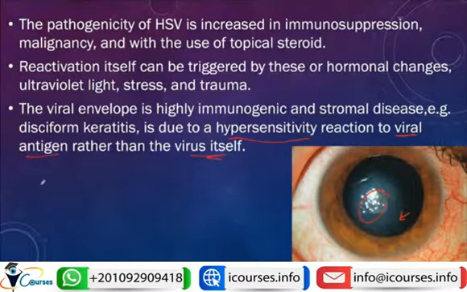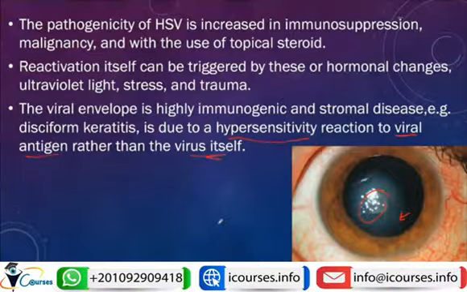So what are the triggering factors that will initiate this condition? This usually occurs due to immune suppression. So usually the viruses are reactivated by immune suppression or malignancy or chronic debilitating disease or chronic renal failure or the use of topical steroids. These factors will impair the host immunity, leading to reactivation of the virus. Also, it can be triggered by hormonal changes or ultraviolet light. Stress and trauma can also be triggering factors for reactivation of the virus. So this is about the herpes simplex virus.